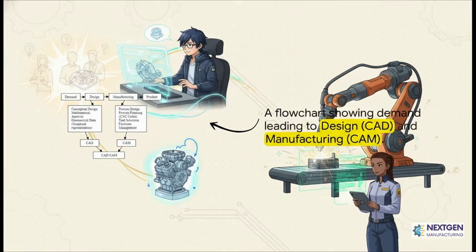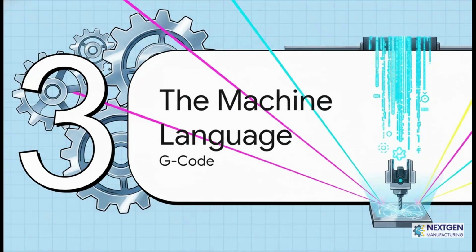Okay, so we keep saying that CAM creates instructions, but what does that actually mean? What do those instructions look like? Well, they're written in what's basically a universal language, one that pretty much every CNC machine on the planet can understand. And that language is called G-code.